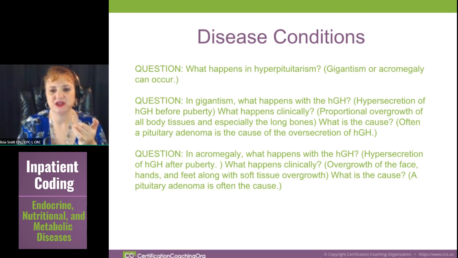hyperpituitarism, you can get giantism, and acromegaly can occur. If you have giantism, the hormone, the HGH, is hypersecreted before puberty. Clinically, what is happening is it's not proportionalized. You have overgrowth of the long bones, but with acromegaly, you have overgrowth of all of the bones. In acromegaly, the hypersecretion happens after puberty. So see the difference? And you'll see it very evident in the face, the hands, and the feet, and soft tissue overgrowth. So like the ears will be huge, things like that.